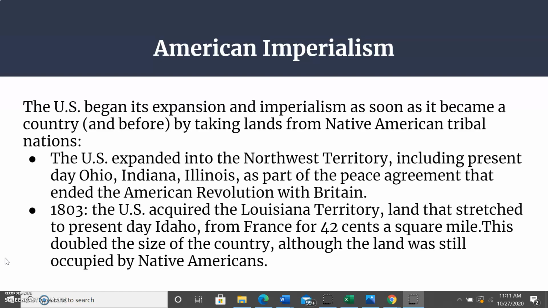And by 1803, we acquire the Louisiana Territory. We double the size of the United States, and we acquire this land from France, who is hopelessly in debt, and they need to unload all of this territory in North America. So they sell it to us for about 42 cents a square mile. But again, this land is still occupied by Native Americans, and the westward movement and settlement of that by these American settlers is really pretty slow going.